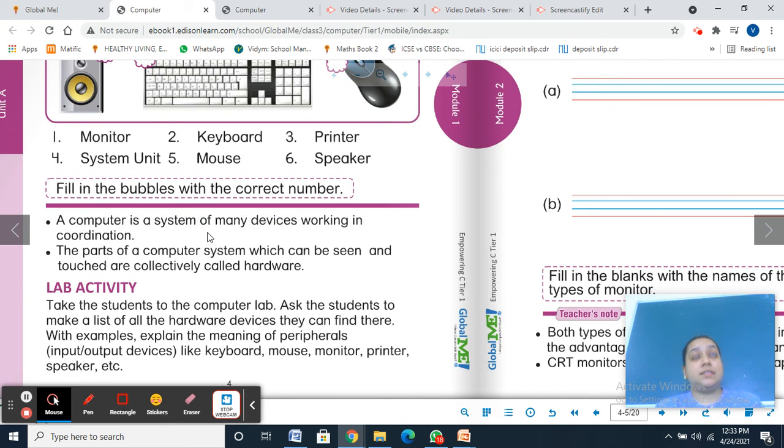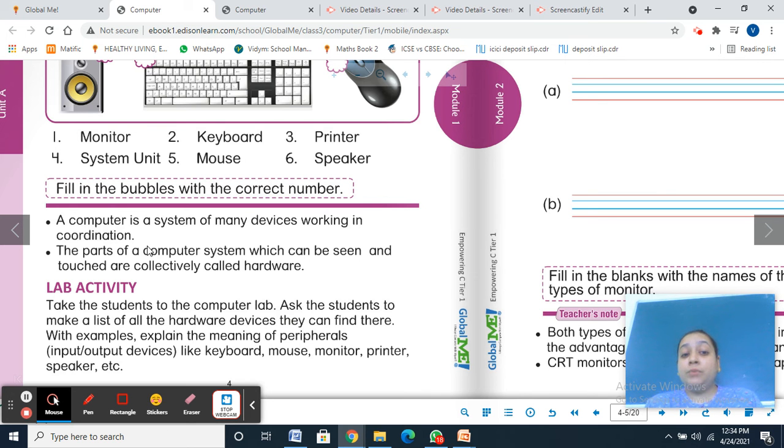A computer is a system of many devices working in coordination. So a computer is a proper system of many devices, which means we need monitor, we need keyboard, we need CPU. We need all these devices to make one computer. So there are five main components to make one computer. The first component is CPU, monitor, keyboard, mouse, speakers, or you can say printer also. Fine. So all these are the external parts of computer.